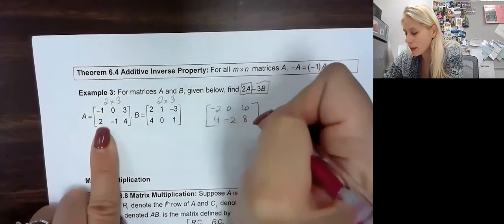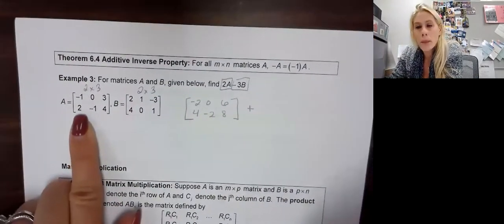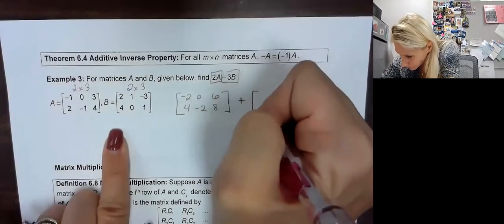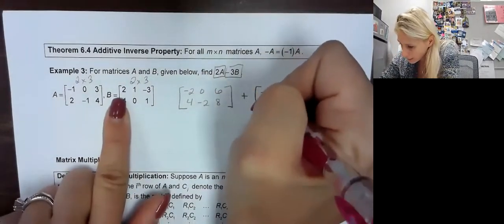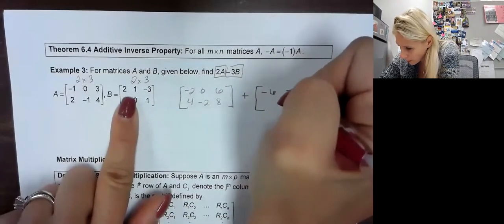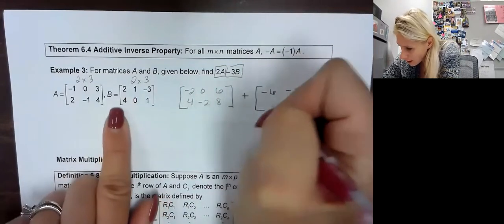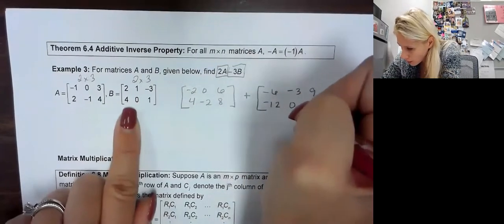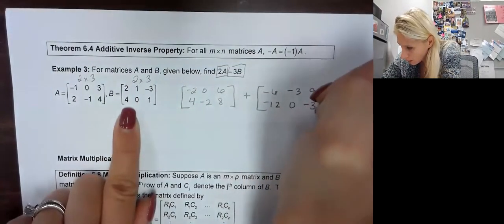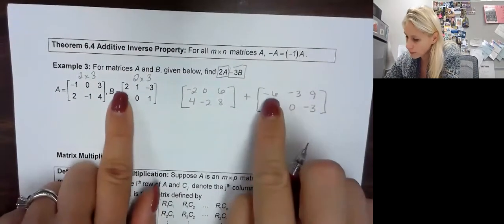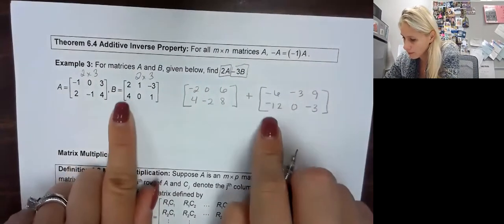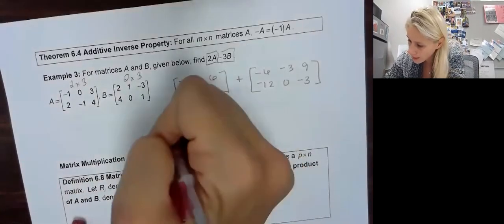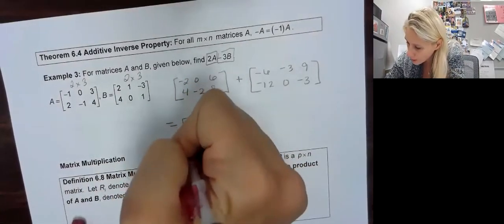Now remember, because I'm multiplying B by -3, I'm going to add these two. So -6, -3, 9, -12, 0, -3. All right, hopefully I didn't make a mistake. -3s, right? All right, and now I can add these two together.